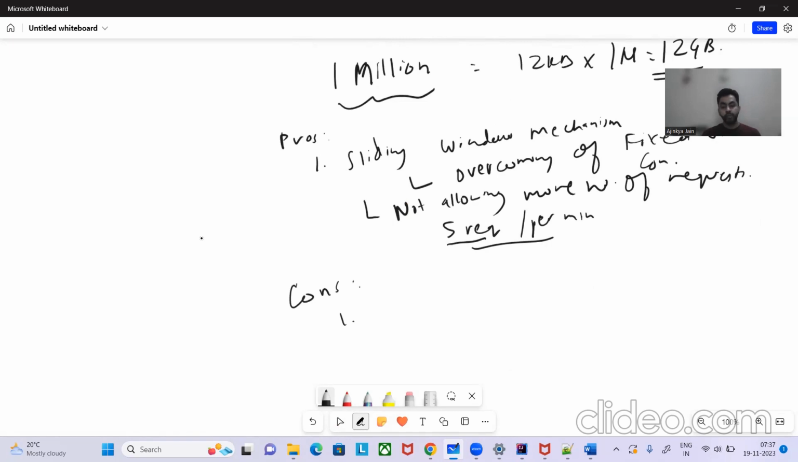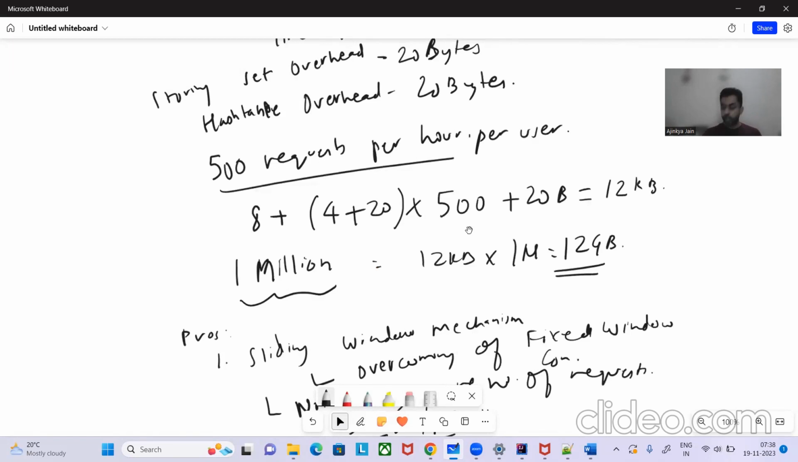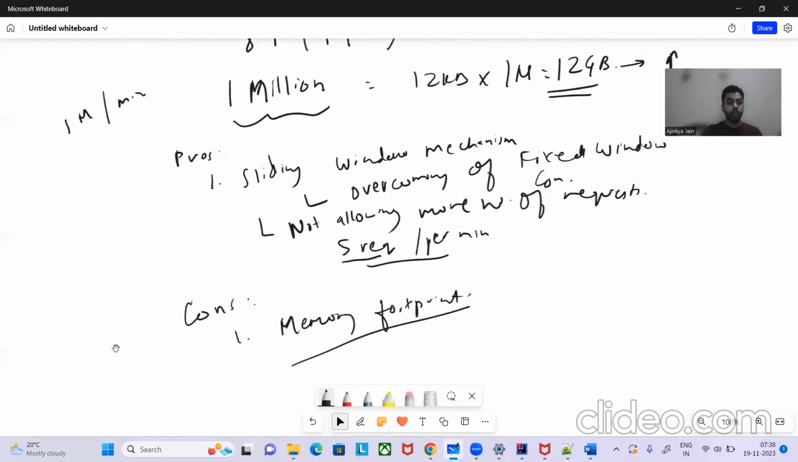What is a con? The con would be the memory footprint. More memory is required for this algorithm. If it is a million requests for a system, a million requests to be accepted per minute, then the storage cost is definitely going to increase. A lot of memory is required for this algorithm.